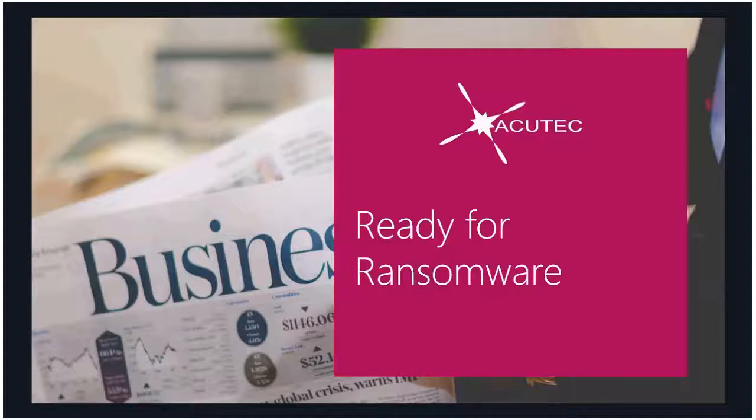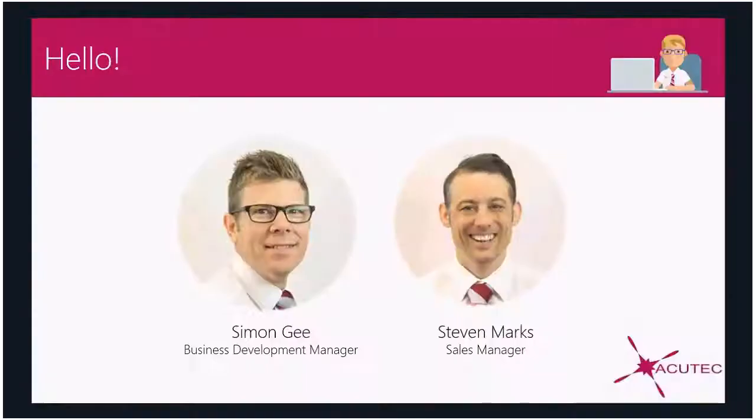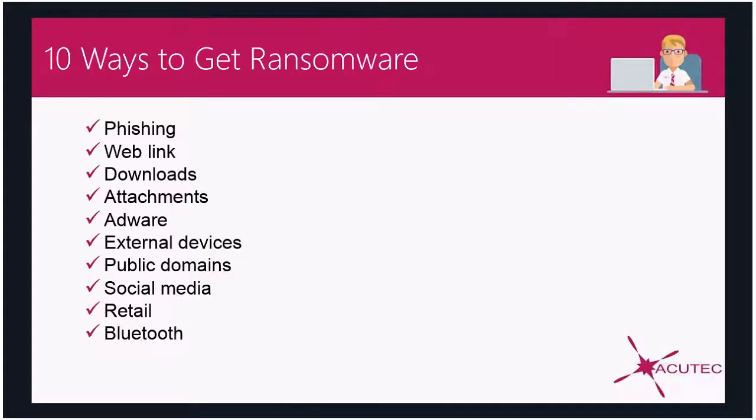Right, so 10 ways to get ransomware. As I say, some of these terms you may know, some of them may not, but we're going to try and keep it fairly simple, and just give you a few ideas or a few ways you can get that. So first of all, there's phishing attacks and what we call spear phishing attacks. So Simon, could you give us a bit of an explanation of what that is and what that means?